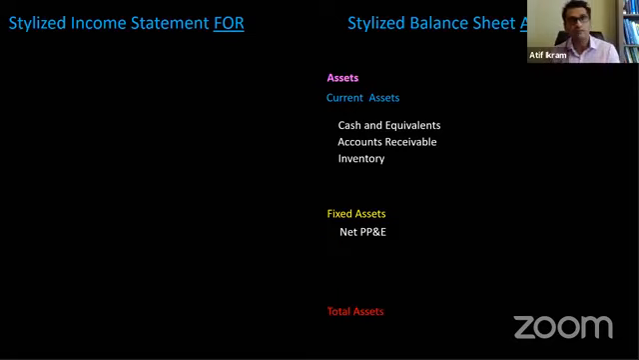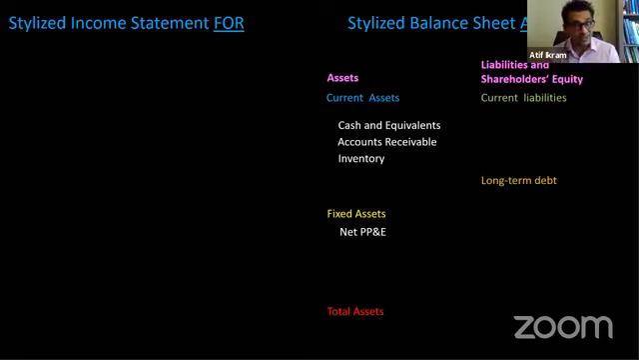And so where does the funding come from? That's captured on the right-hand side of the balance sheet, right? So again, funding can come from two main sources. It can either come in the form of debt. So you can have short-term debt or long-term debt. Short-term debt is current liabilities, and long-term debt as well.